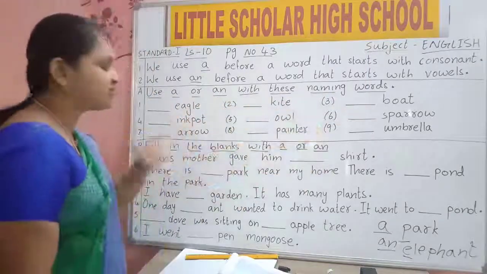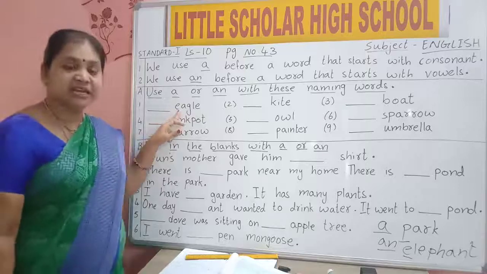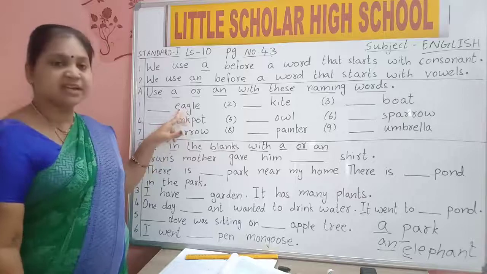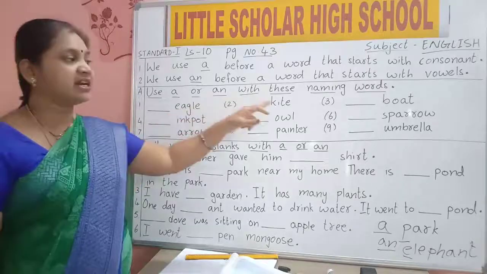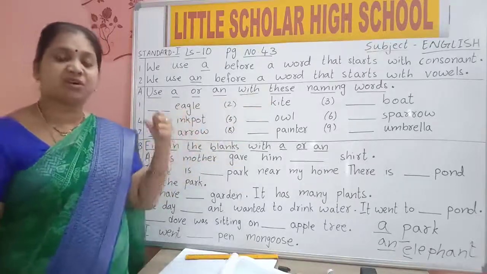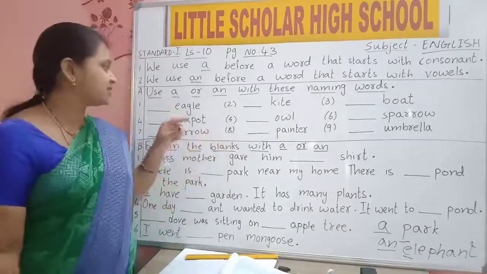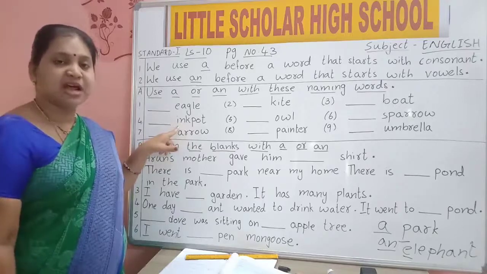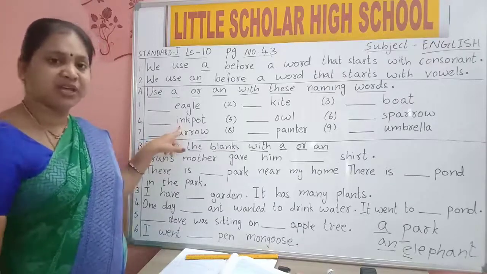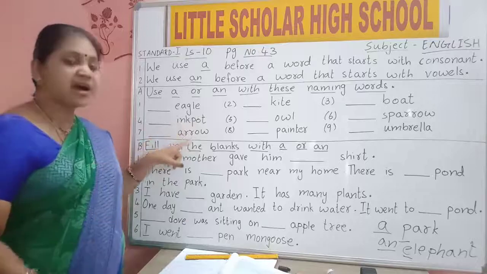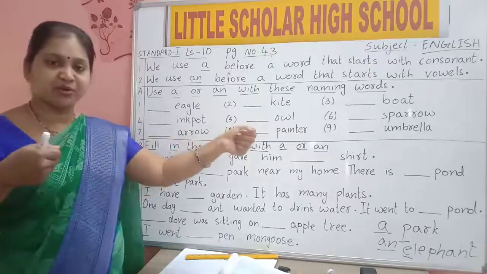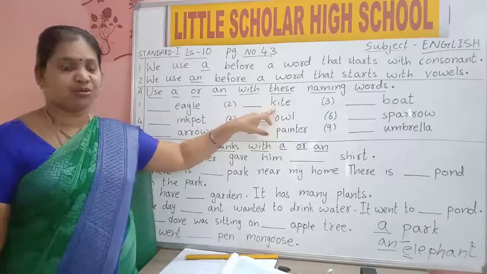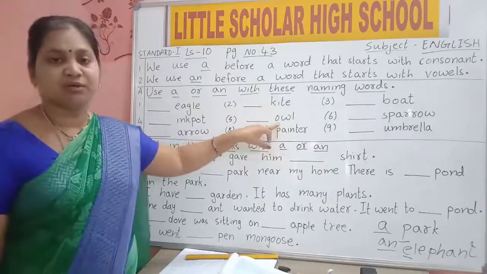All these are naming words given. E-A-G-L-E, eagle, name of the bird. Yes or no? All these are naming words of people, places, animals or things. I-N-K, ink, P-O-T, pot. Ink pot is also a name. A-R-R-O-W, arrow. Bow and arrow, yes? K-I-T-E, kite. You all know kite. O-W-L, owl. Bird name.